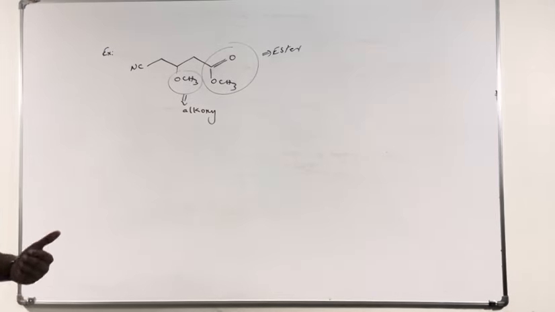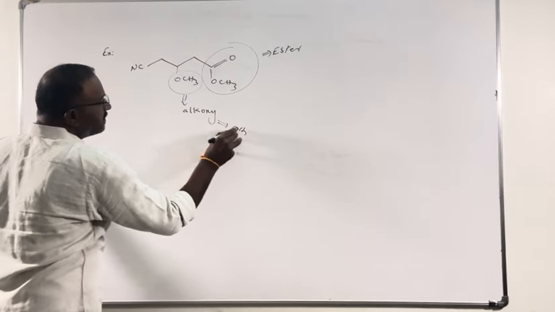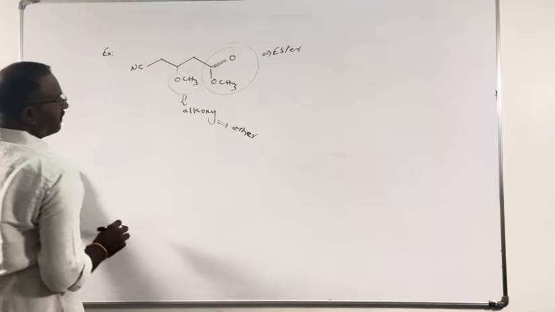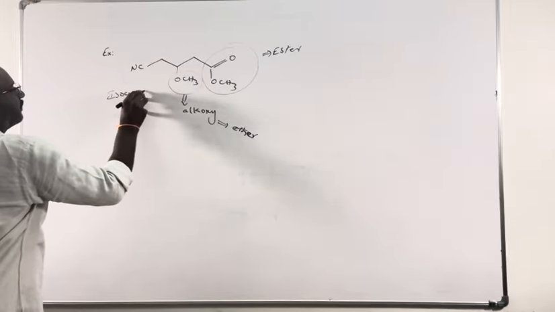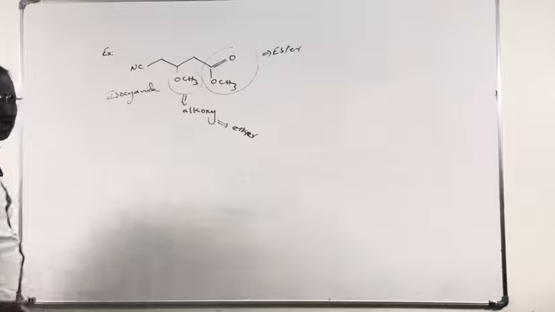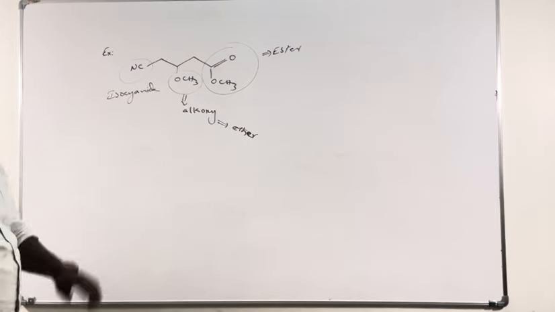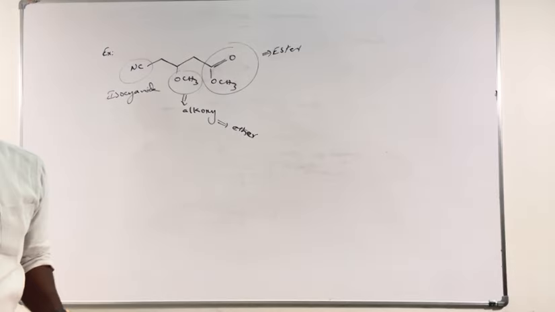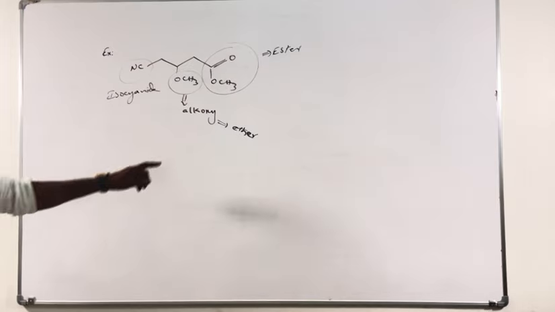Alkoxy or ether functional group. We can also call this alkoxy as ether functional group. This is ester functional group, and this is isocyanide functional group or isonitrile functional group. Like that, we have three functional groups. In this, first we have to identify which one has higher priority.